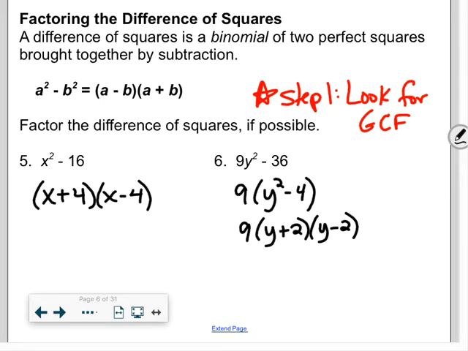Then, once you get down to there's no GCF or you got the GCF out, what we're learning today is if there's two terms, we're going to look for a difference. And I need you to really look at the word difference. So did you just put the 9 out there because it's in front of the y? No, I put it out there because 9 is a common factor of 9 and 36. So I pulled the 9 out of both. I factored out the GCF.